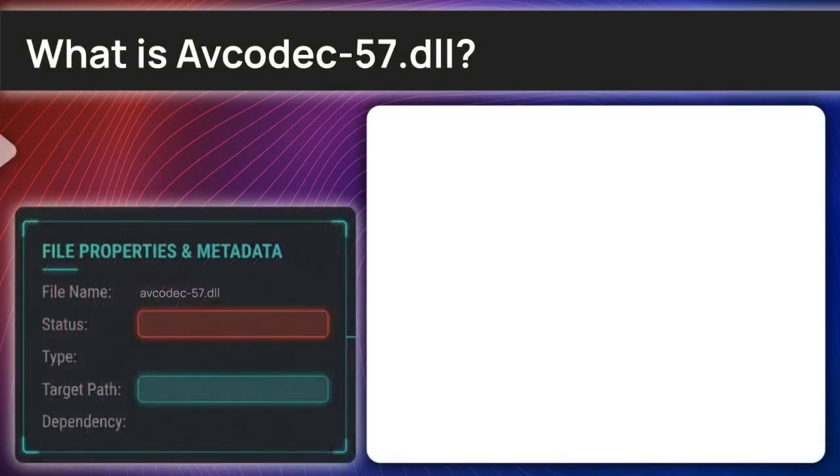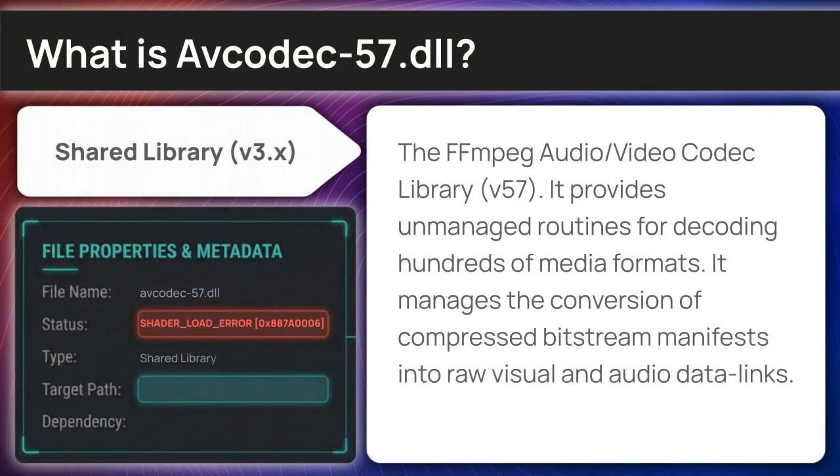This is the avcodec-57, the FFmpeg audio and video codec library, v57. It provides unmanaged routines for decoding hundreds of media formats. It manages the conversion of compressed bitstream manifests into raw visual and audio data links.